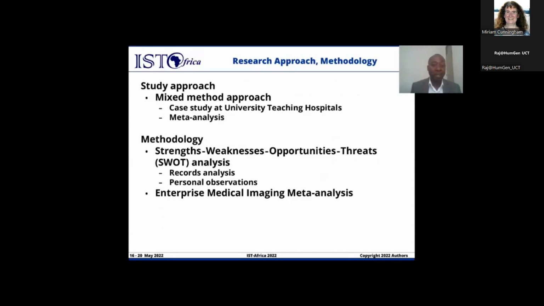We used a mixed method approach where we took a case study at the university teaching hospitals and a meta-analysis. Specifically, we used the strengths, weaknesses, opportunities, and threats (SWOT) analysis through records analysis and personal observations. The meta-analysis that was conducted was based on enterprise medical imaging.